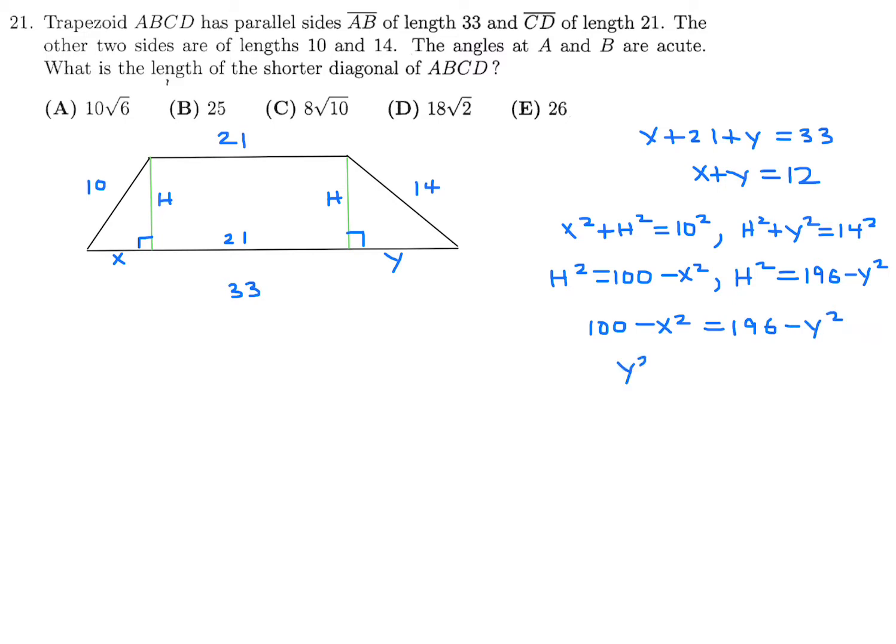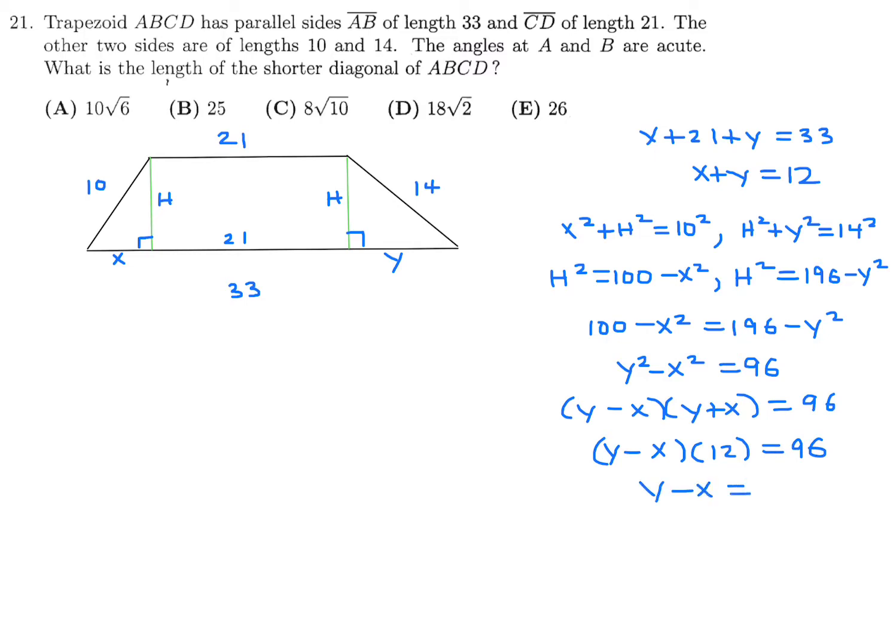Put everything on one side, and that gives me 96. Factor this and when you do, you get y minus x and y plus x. Well, y plus x is 12. So substitute in 12 there, and you get that y minus x is 96 divided by 12, which is 8. And therefore, y is equal to 8 plus x.